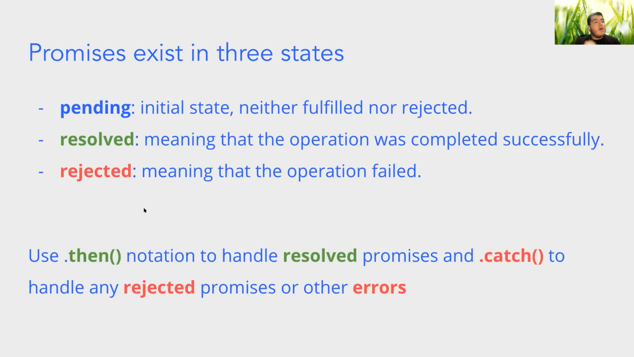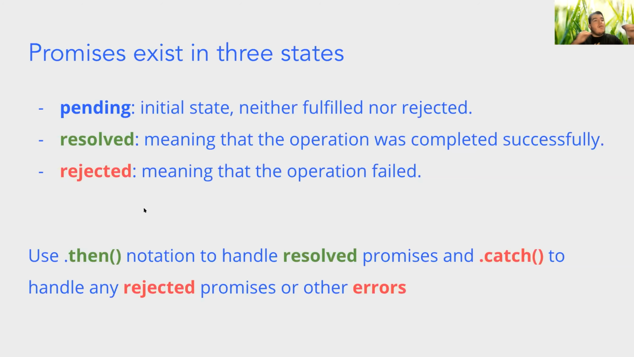But if there's ever an error, it'll basically catch it with the .catch, and it'll run the function that's inside the .catch. So we're basically attaching 2 functions to our promise. A function that tells it what to do when it succeeds, when it's resolved, and a function on what to do when it's rejected.